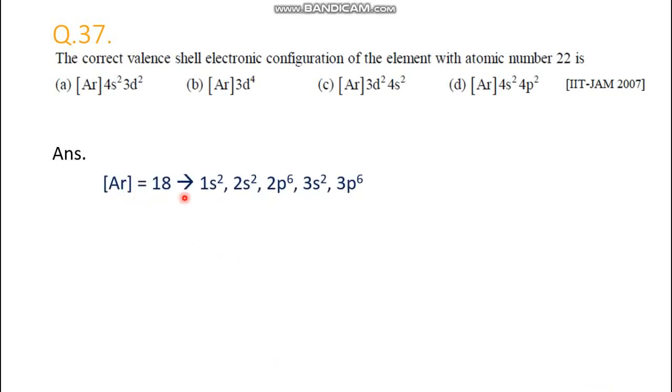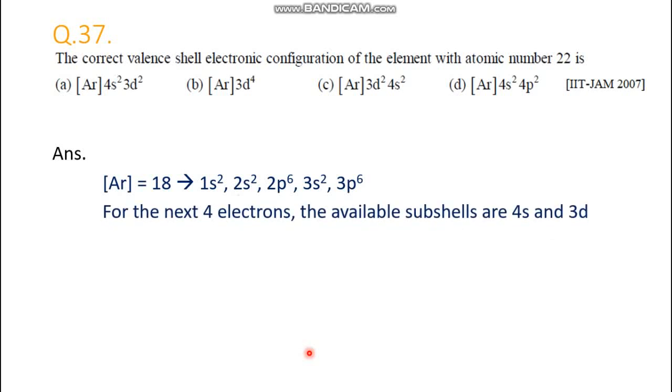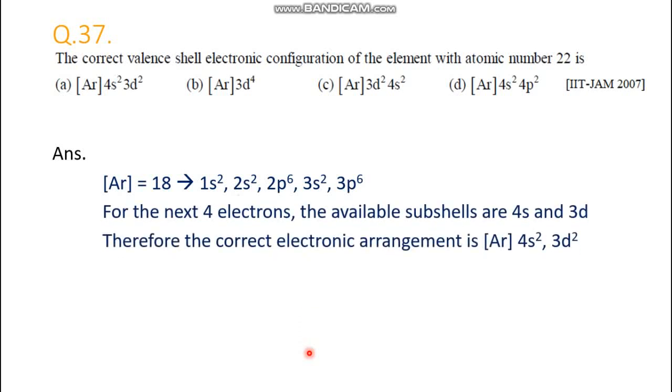Argon has 18 electrons, so 1s2 2s2 2p6 3s2 3p6. These are the arrangement of 18 electrons. After argon we have 4 electrons, so for the next 4 electrons the available subshells are 4s and 3d, and therefore the correct electronic arrangement should be 4s2 3d2 after argon. Therefore the correct option is option A. And this question came in IIT-JAM 2007.